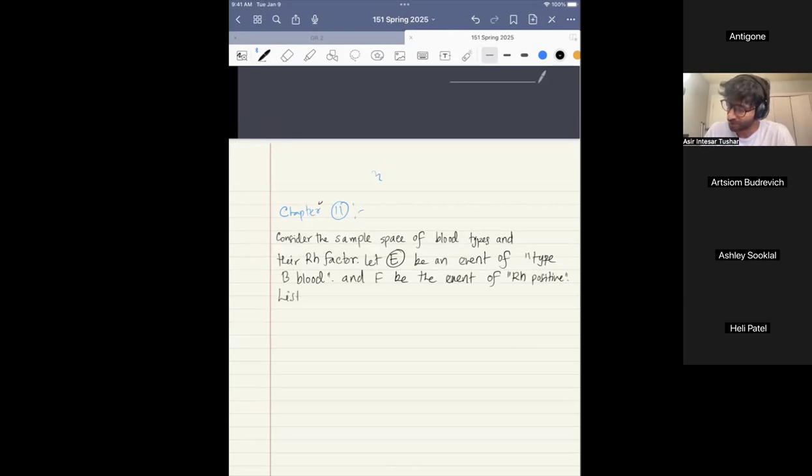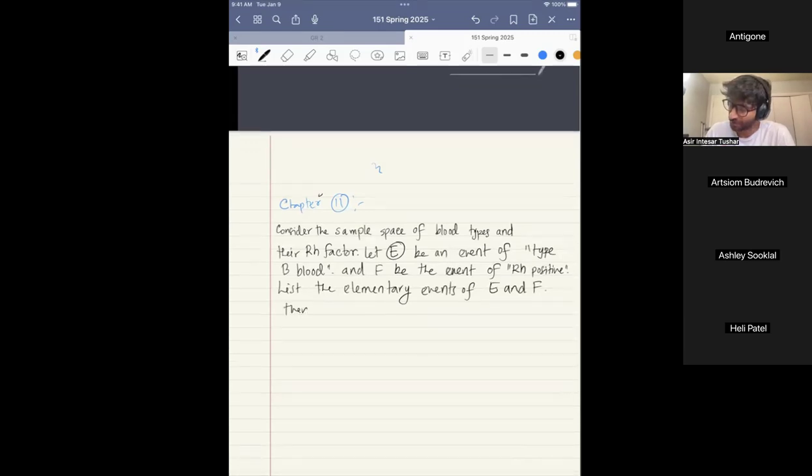So list the elementary events of E and F, then find E union F, E intersection F, not E, then E intersection not F. Okay, so this is the problem we have.